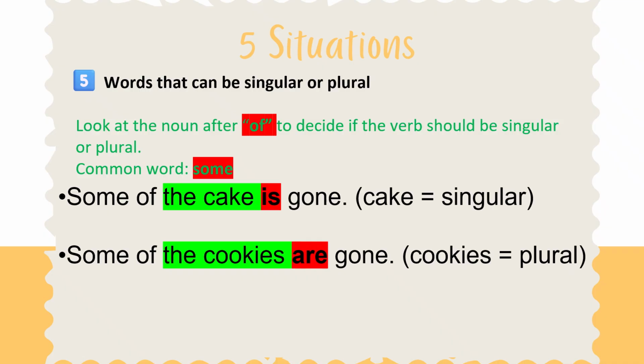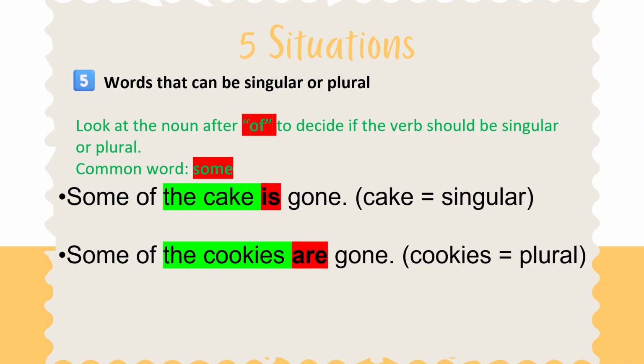Some of the cookies are gone. So when we see some, we don't know if it is singular or plural, because it can be singular, can be plural. But when we see the cookies, the noun after of, then we know that here it is plural. So we should use the plural form of the verb be, which is are.